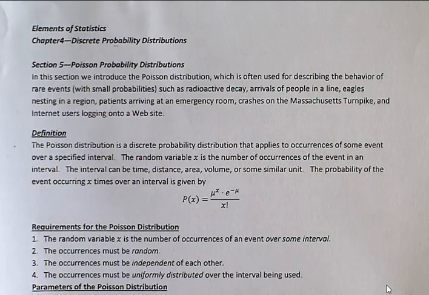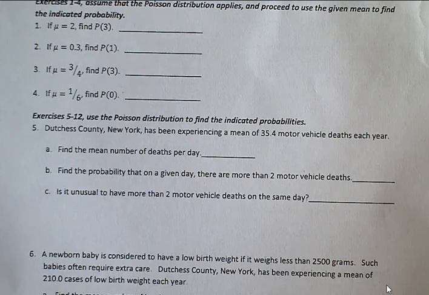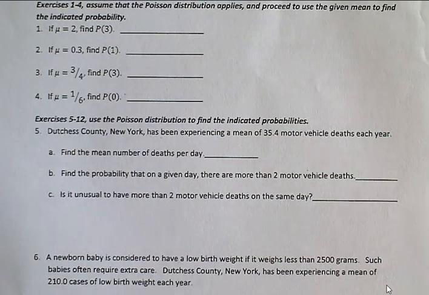So on the next page, on the top of the page, I'm going to show you how to do these on your calculator. Okay, so on 1 through 4, it says assume that the Poisson distribution applies and proceed to use the given mean to find the indicated probability.